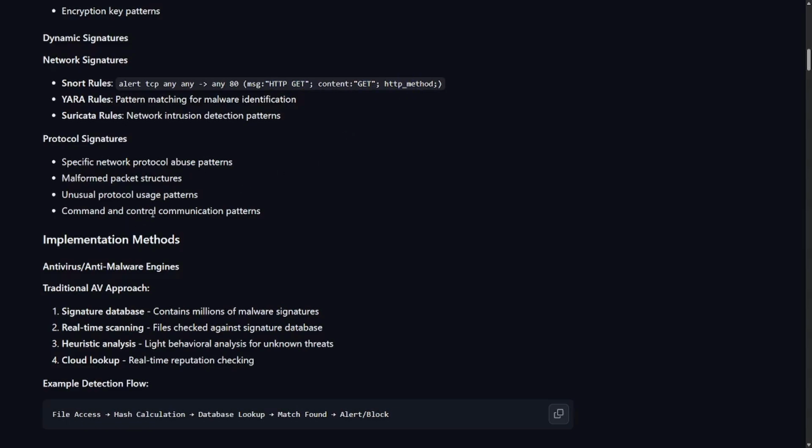YARA rules is pattern matching for malware identification. Suricata rules, network intrusion detection attempts. So those are some of the rules that you'll come across. For protocol signatures, we have specific network protocol abuse patterns, malformed packets, structures, unusual protocol usage patterns, command and control communication patterns.